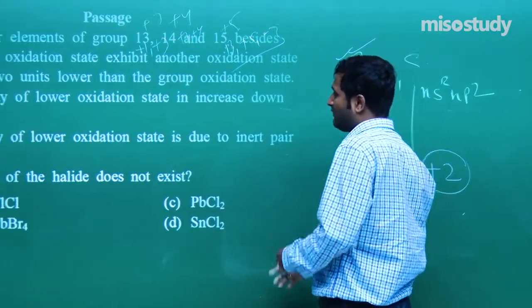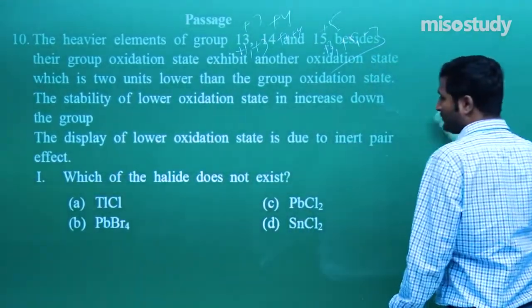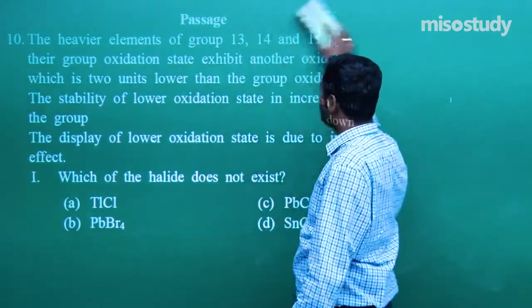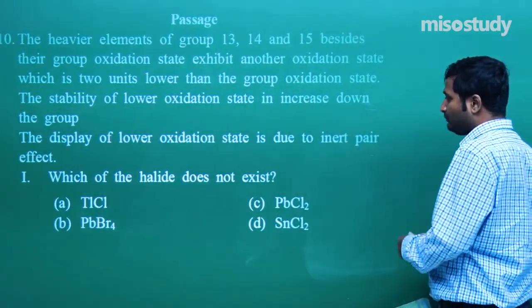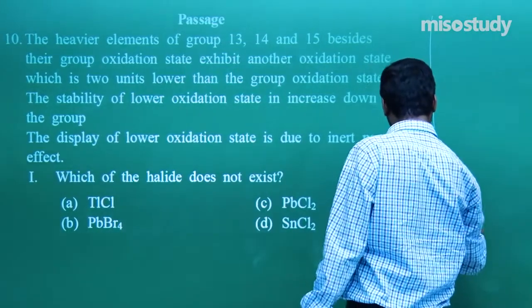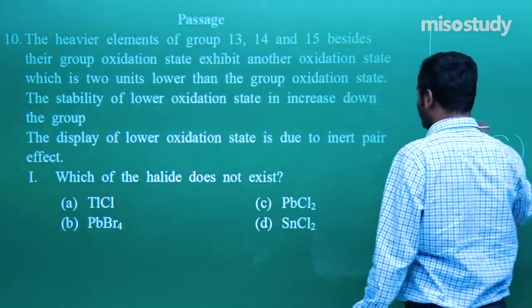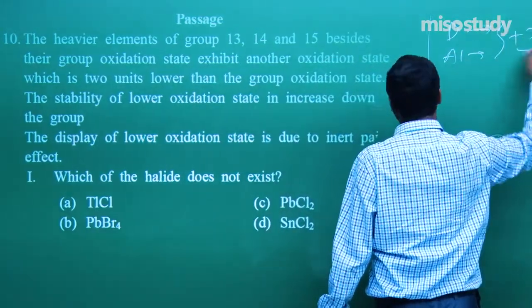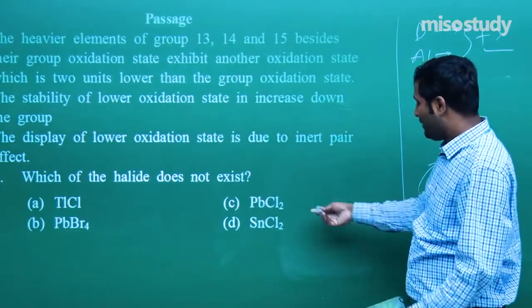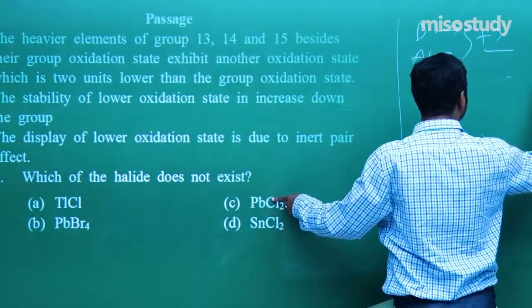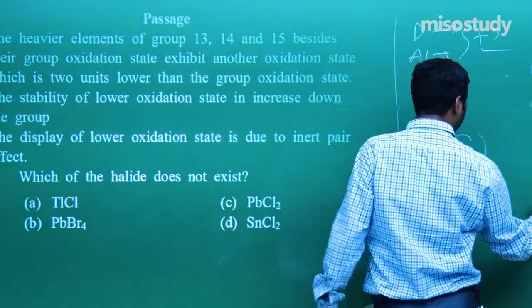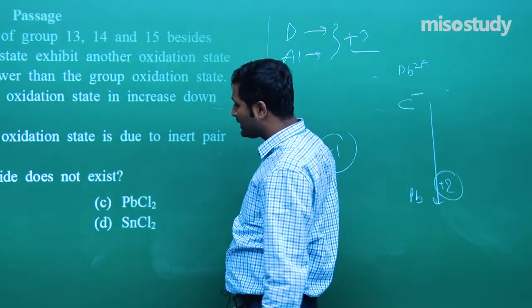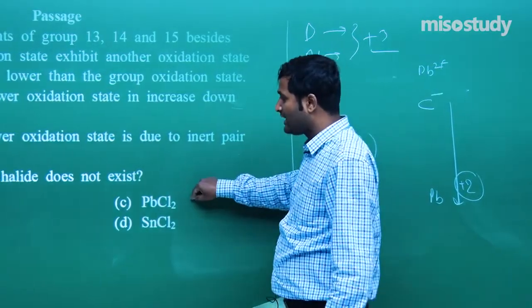Now read the question carefully. What is given here? Which of the halides does not exist? TlCl. Yes, it exists because lower down the group there comes thallium, so it can exhibit +1 oxidation state. But if I talk about boron and aluminium, they show +3 oxidation state. Yes sir, TlCl exists. PbCl2, Pb is +2 oxidation state. Upper side carbon but lower side Pb, down the group +2 oxidation state is more stable in case of group 14 elements. So this also exists.